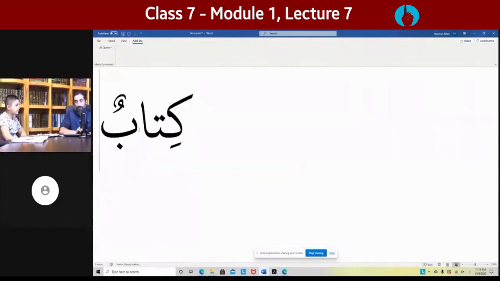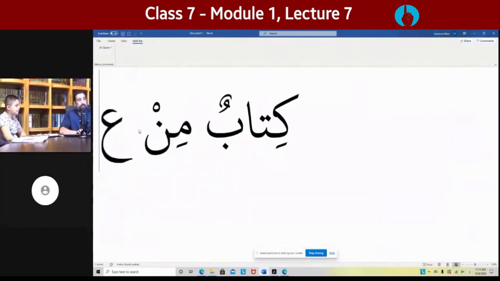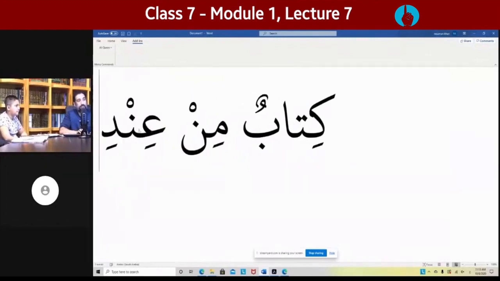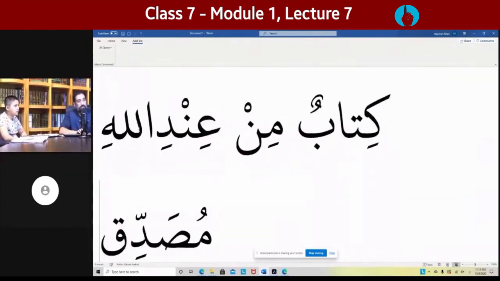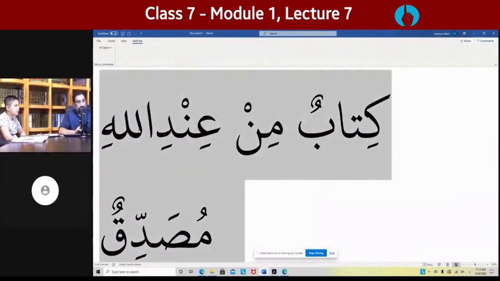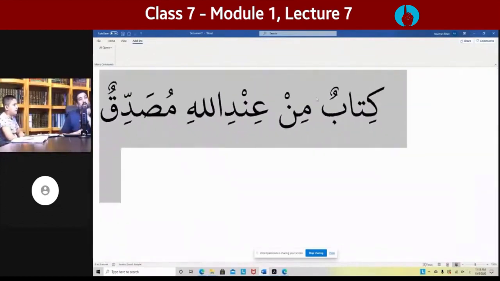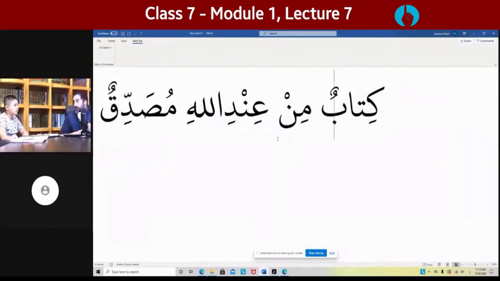Now, kitabun. Book. This is a part of an ayah of the Quran. Kitab means book. Let's write down its four properties. The four properties of kitab.